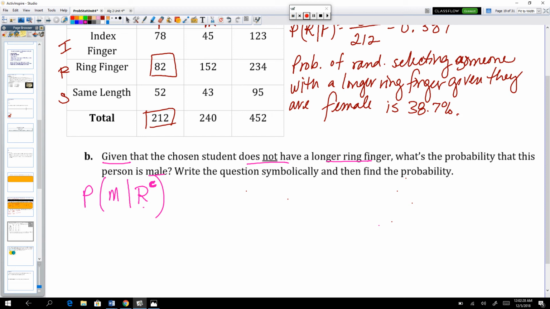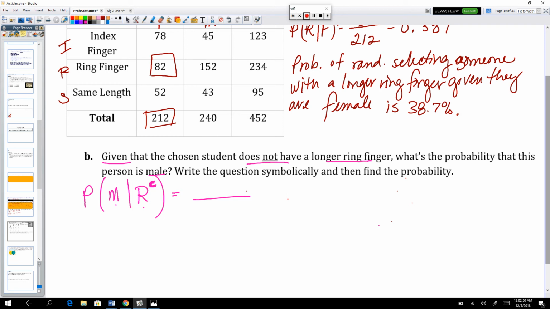Okay, so the probability the person is male given the complement of the ring finger, that they do not have a longer ring finger. So that's what it is symbolically. Now we're going to find the probability. Like I said, I always like starting with the denominator. It just makes more sense to me. The subset of people we're looking at are the people that don't have a longer ring finger.